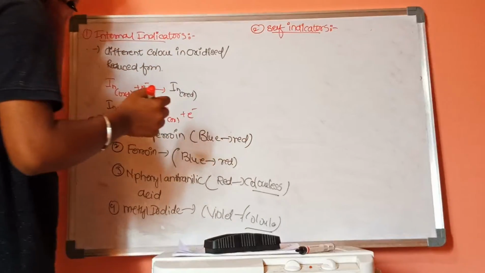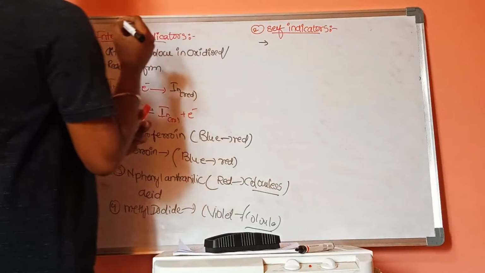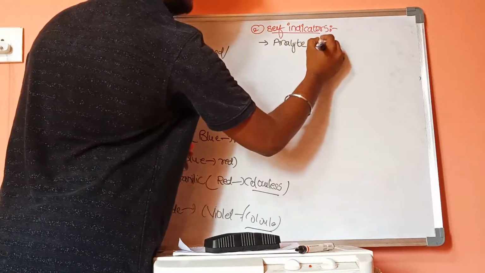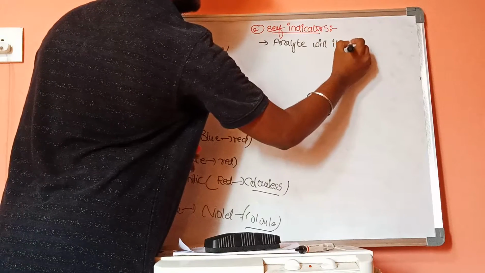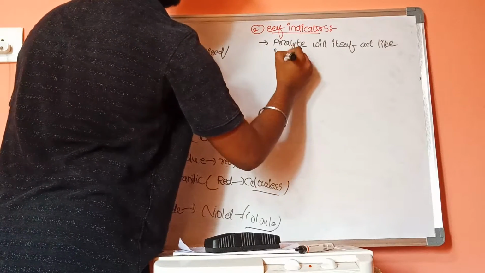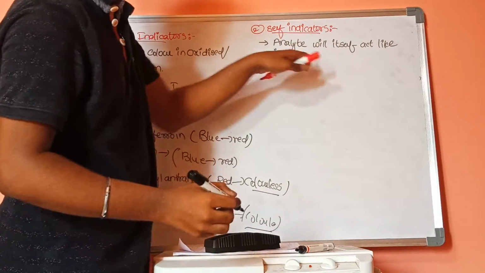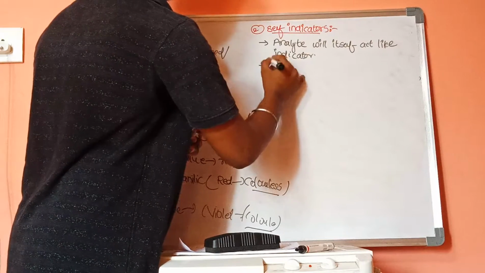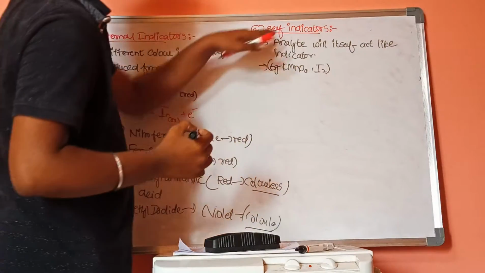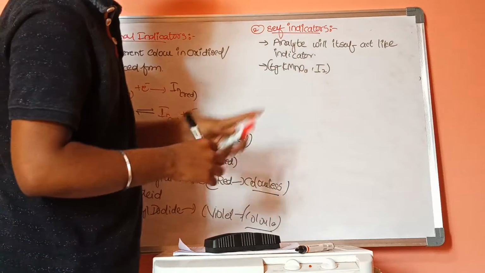What are self indicators? Self indicators are the indicators in which the analyte will itself act like an indicator. Analyte itself will act like an indicator. Examples, KMnO4 and iodine. These are the self indicators in which the analyte itself will act as an indicator.